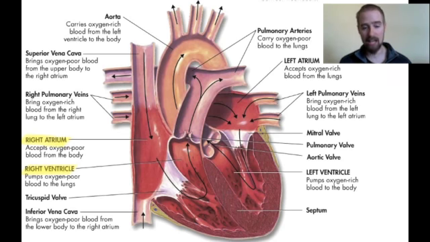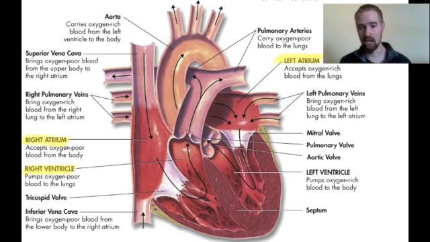And the right side of the heart deals with oxygen-poor blood. That is, blood that doesn't have a lot of oxygen in it. So blood comes into the heart from the rest of the body through the right atrium, where it's pumped to the right ventricle, and the right ventricle then pumps that blood out of the heart to the lungs, where it can pick up oxygen. Then blood comes back from the lungs and enters the heart through the left atrium.